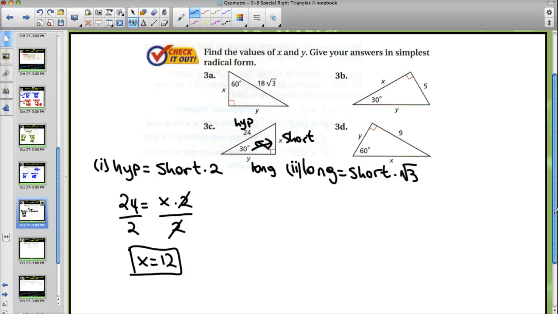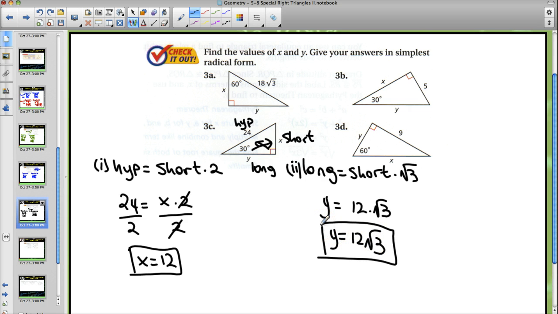The other half, I would need the second equation. Long is equal to short times radical 3. Long in this case is y, so I do that substitution. Short is equal to x, which is equal to 12. So it's 12 times radical 3. All right, so y is therefore equal to 12 radical 3.